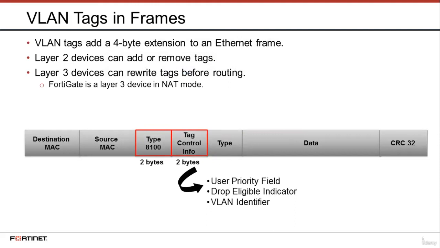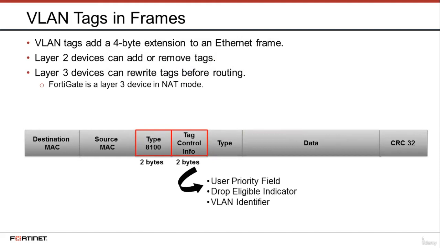VLAN tags and frames. This slide shows an Ethernet frame. The frame contains the destination and source MAC addresses, the type, the data payload, and the CRC code to confirm that it is not corrupted. In the case of Ethernet frames with VLAN tagging, according to the 802.1Q standard, 4 more bytes are inserted after the MAC addresses. They contain an ID number that identifies the VLAN.